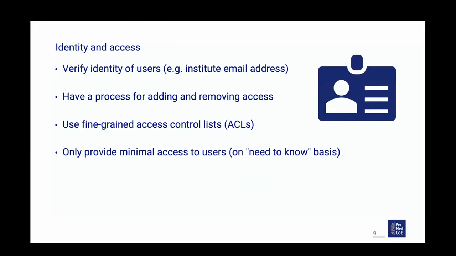Okay, then when you have the data there, you give people access. So we need to talk about identifying people and how to give access. You should always verify the identity of your users. That's a very generic thing to say, but one way to do this is to always use institute email addresses when communicating, especially when communicating access credentials. At least there you usually know who is the person behind it, while with Outlook or Yahoo email addresses, that could be anybody.